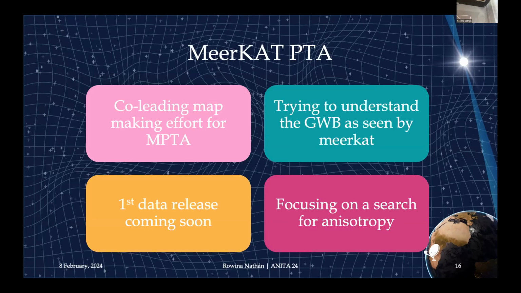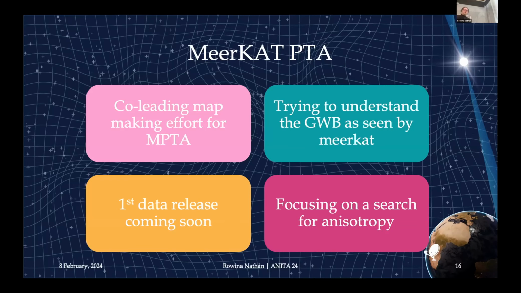So at the moment, I'm working on making maps of the gravitational wave background for them, and we're trying to understand the sky. The first data release, I think, will be out sometime this year, and I think it's looking to be the most sensitive pulsar timing measurements we have so far to date. So it could be quite an exciting announcement, and we're focusing at the moment on a search for anisotropy, given it's the most sensitive gravitational wave background measurements likely made so far. We want to try and see what that looks like.